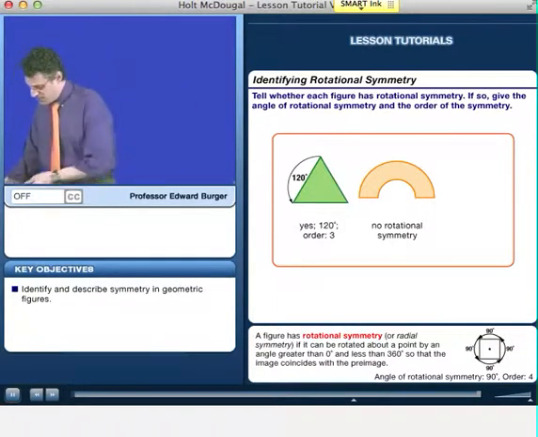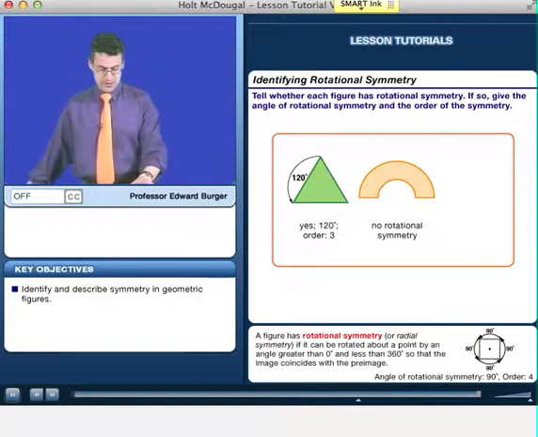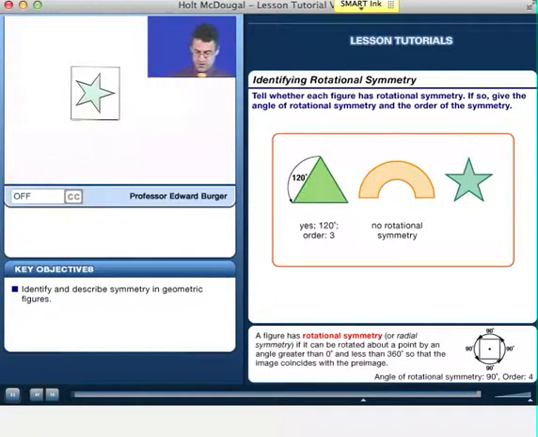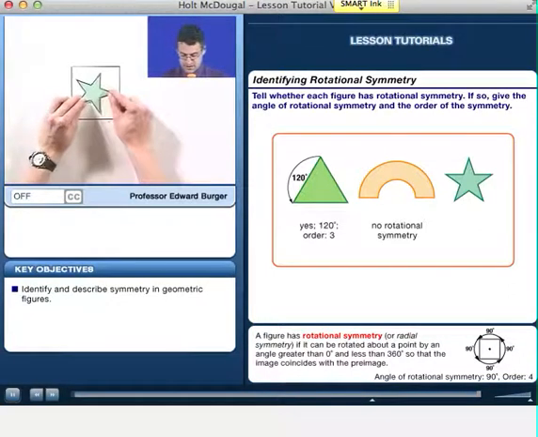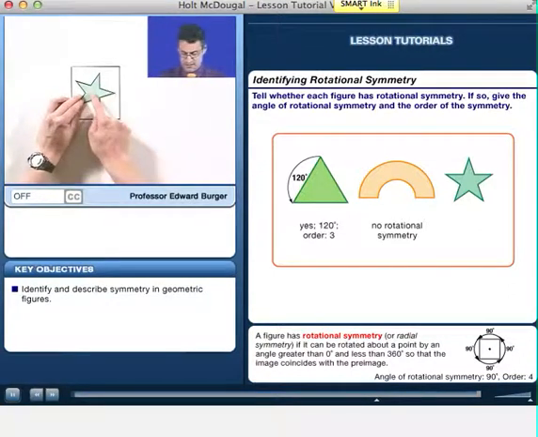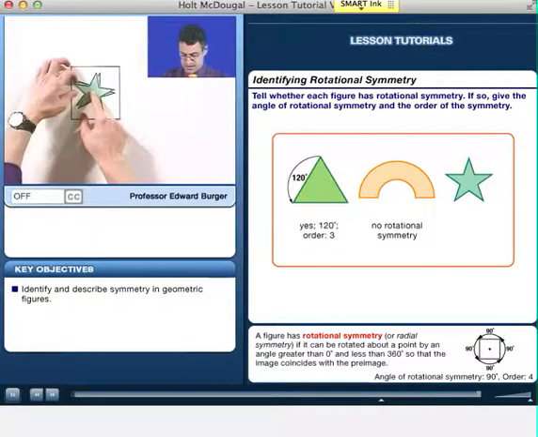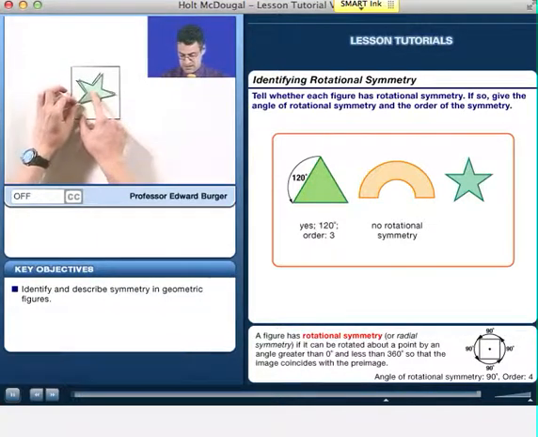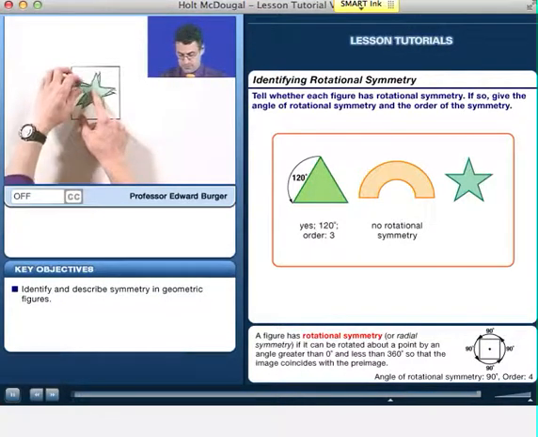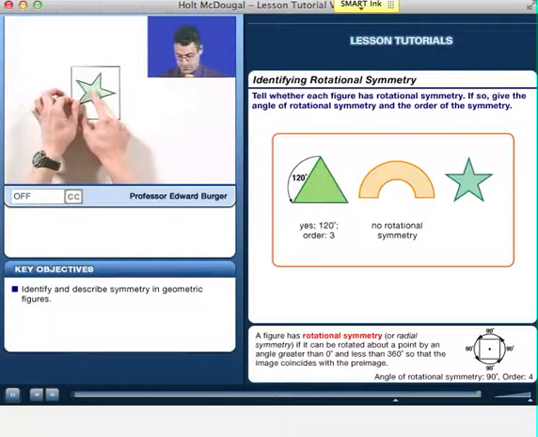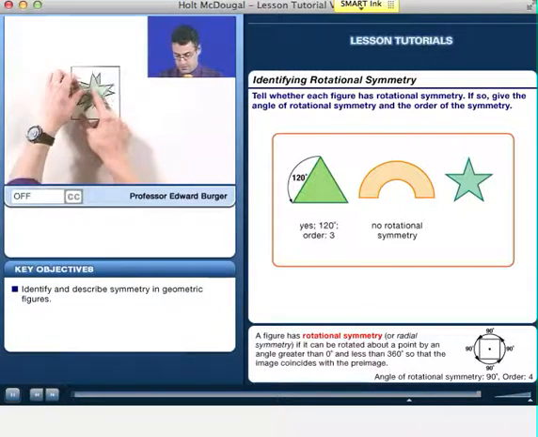All right, how about this really cool star? Well, sure, this actually has rotational symmetry. And you can see that because if I take this, keep the center point fixed, and then just spin it, it lands on itself. 1, 2, 3, 4, 5, and now I'm back home.